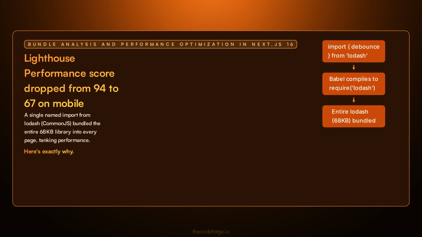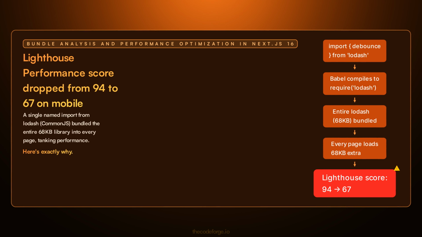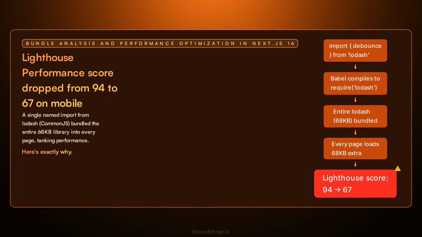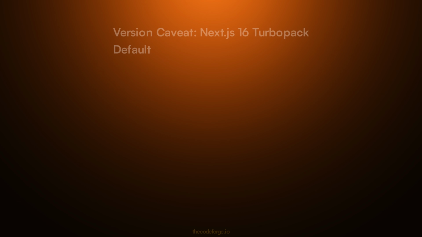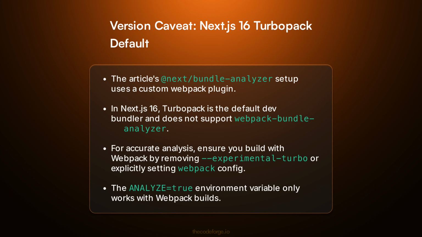Lighthouse score dropped from 94 to 67 on mobile. A single import from lodash silently added 68 KB to every page. The article's @next/bundle-analyzer setup uses a custom Webpack plugin.